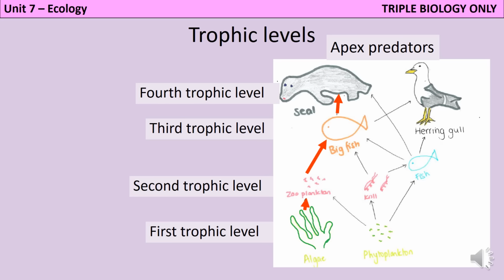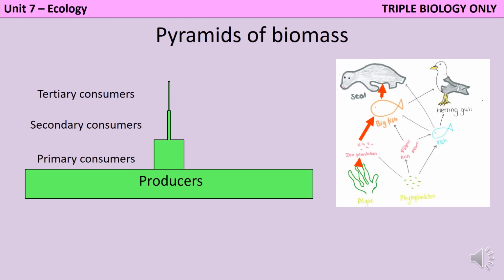The seal, and also the herring gull in this food web, can be described as apex predators because they don't have any predators of their own. As a triple scientist, you should also be able to describe food webs in terms of pyramids of biomass, which literally show the mass of living organisms at each level.